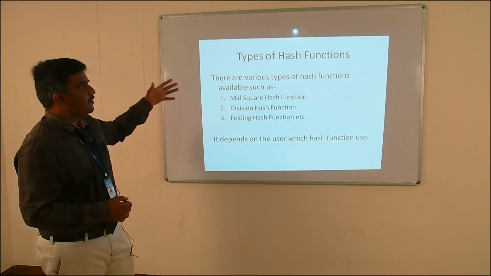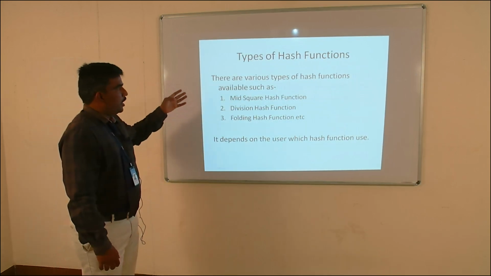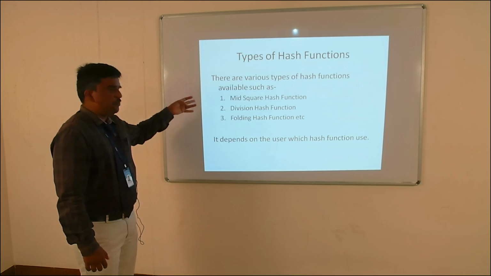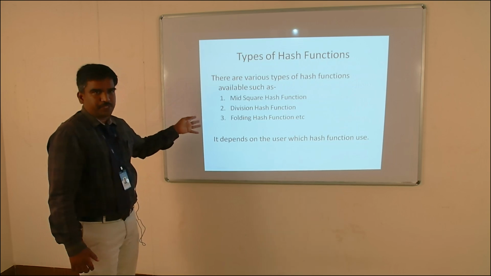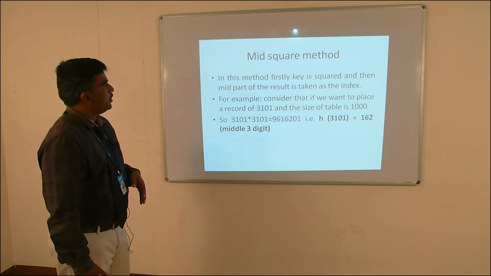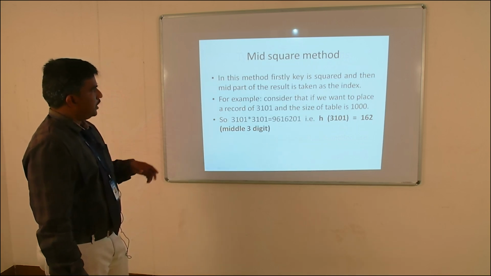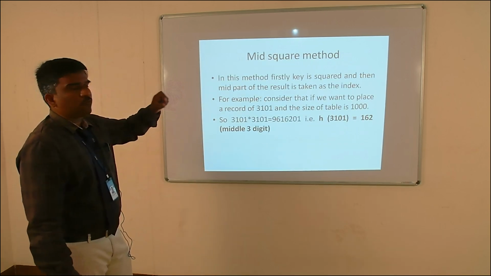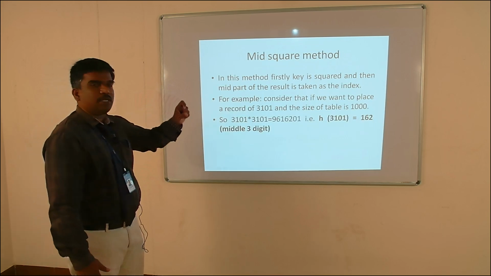So these are the different types of hash functions: mid-square hash function, division hash function, and folding hash function. In the mid-square hash function, firstly the key is squared and then the mid part of the result is taken as the index value.